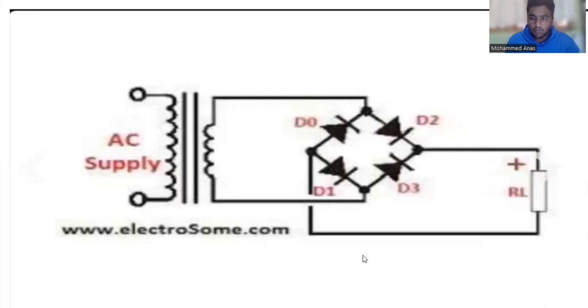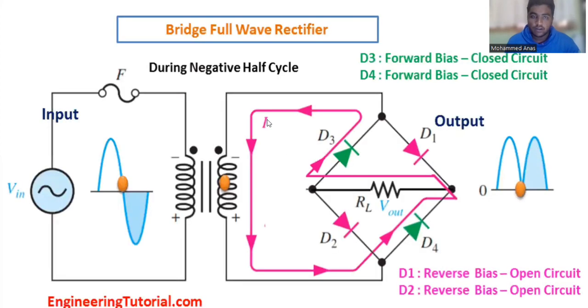As I told you, it is made up of four diodes, D1, D2, D3 and D4. This is the bridge full wave rectifier using the negative half cycle input and output. Here, D3 and D4 are closed circuits. They form forward bias, whereas D1 is reverse biased, and D2 is also reverse biased. They are open circuits.